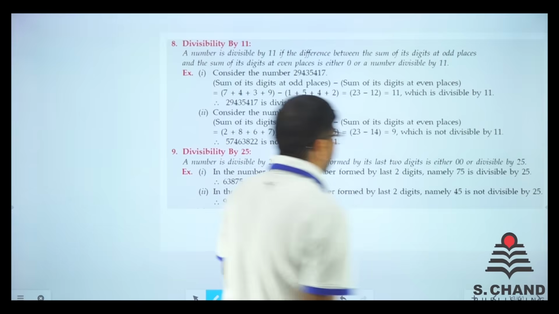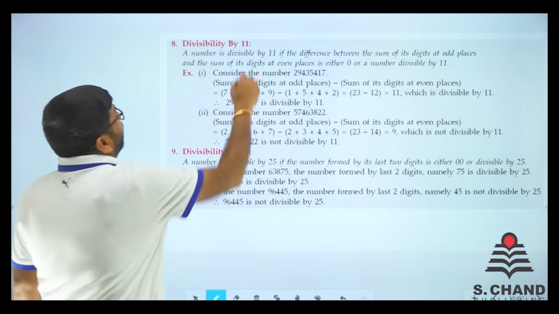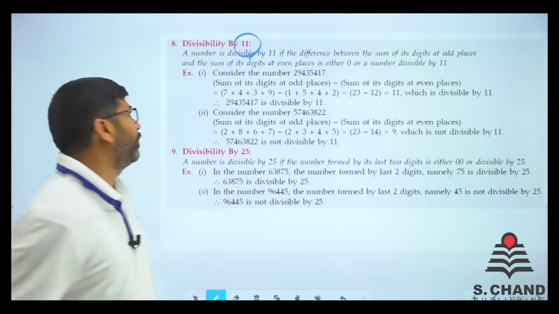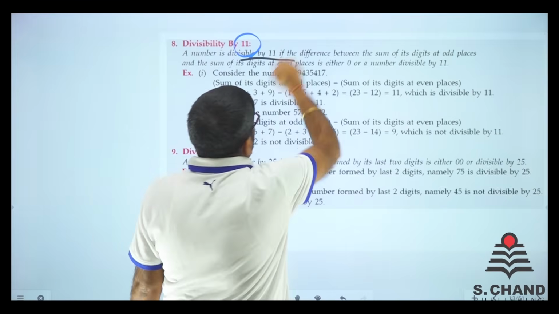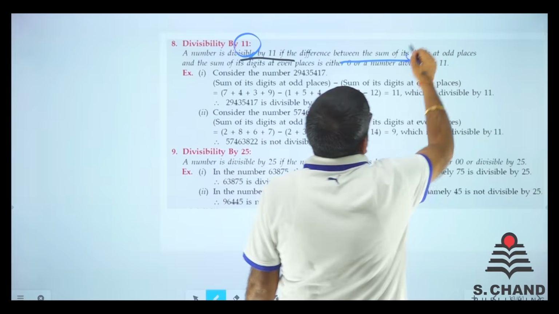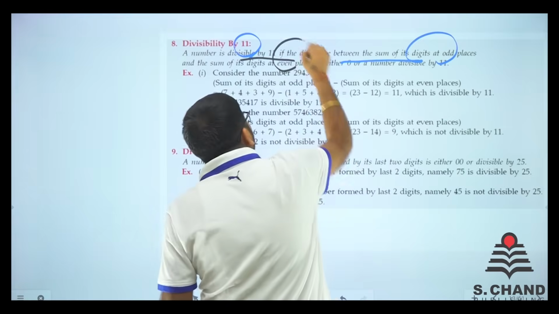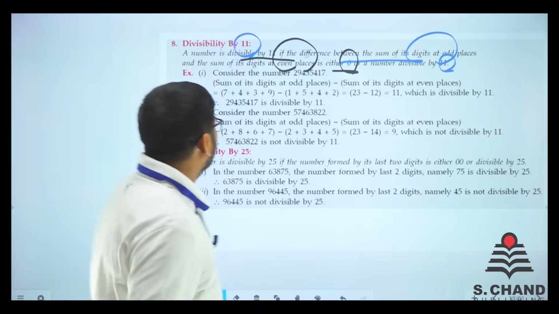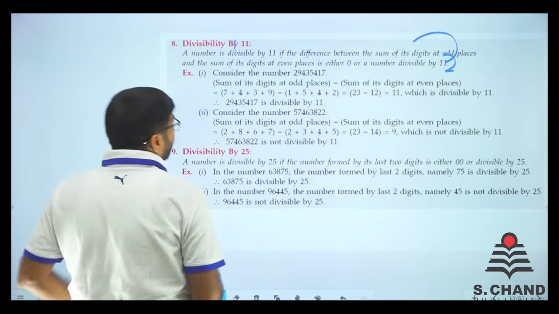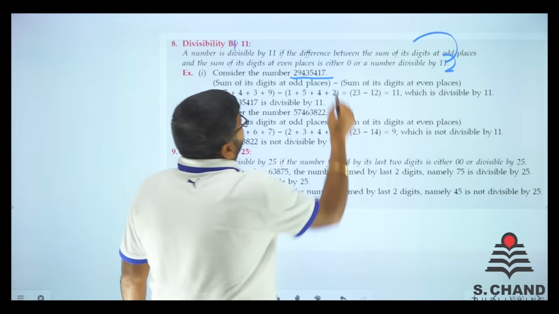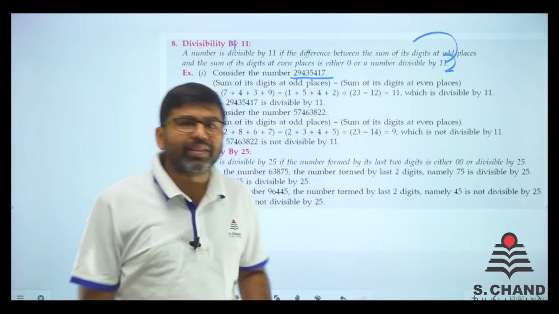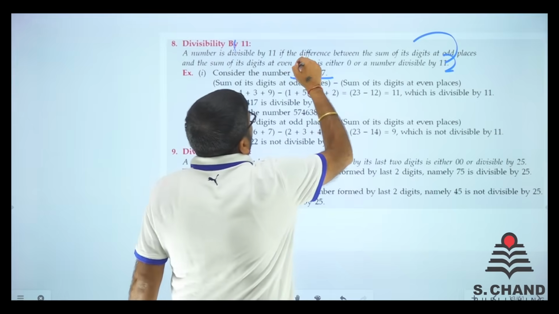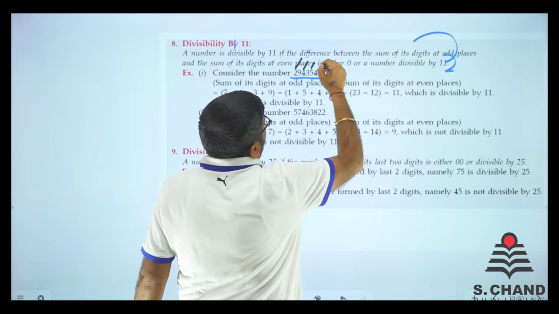Let's move on to some other divisibility test. Divisibility by 11, again this is also a very good concept, very interesting one. A number is divisible by 11 if the difference between the sum of its digits at odd places and even places is either 0 or a number divisible by 11. Say for example, see, this is the number. We have 294354117. Now the question is, is this divisible by 11? Let's check it out. Do one thing. Odd places 2, 4, 5, 1.